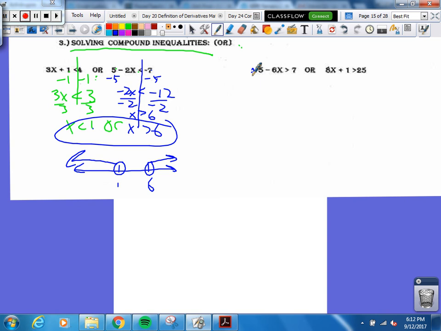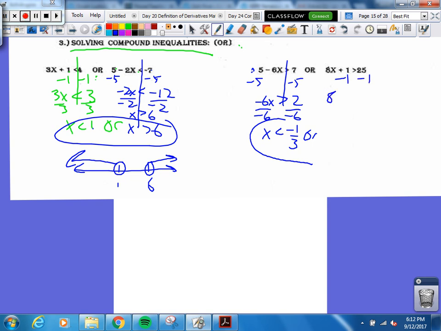Pause the video. All right, unpause it. Here you go. -5, -5. Let's see if you got it. -6 is greater than 2. Divided by -6. I need to flip the sign because I divided both sides by a negative. Less than -1/3 when I simplify. Or -1, -1. 8x is greater than 24. And so divide by 8. And I got x is greater than 3.